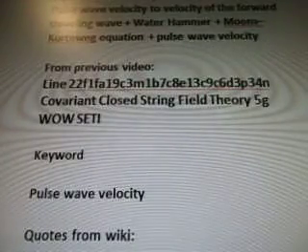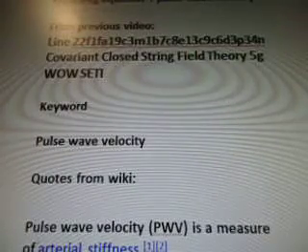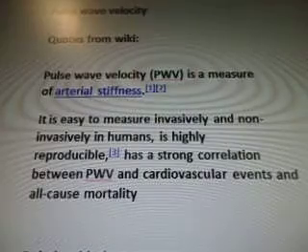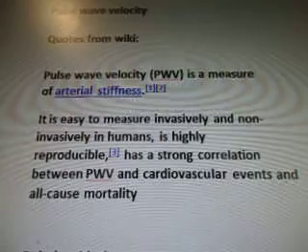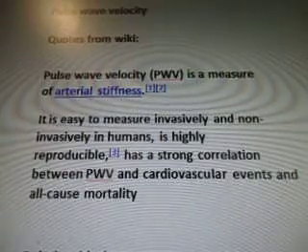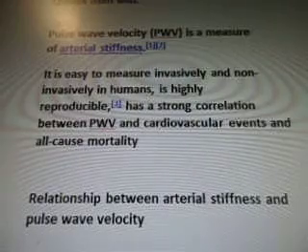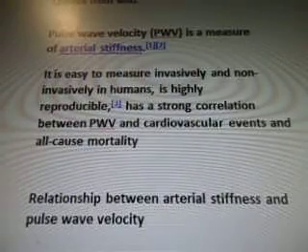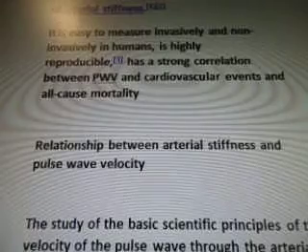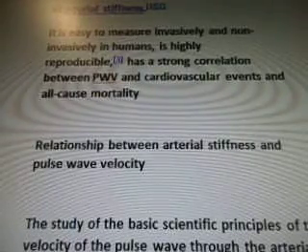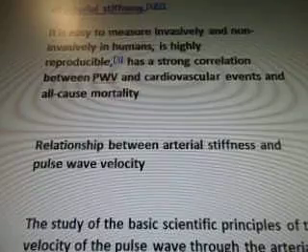22f1fa19c3m1b7c8e13c9c6d3p34n. Covariant closed string field theory 5G Wow Seti. Our keyword is pulse wave velocity, and we're going to look at that one first. Quotes from Wiki. Pulse wave velocity, PWV, is a measure of arterial stiffness. It is easy to measure invasively and non-invasively in humans, is highly reproducible, has a strong correlation between PWV and cardiovascular events and all-cause mortality.